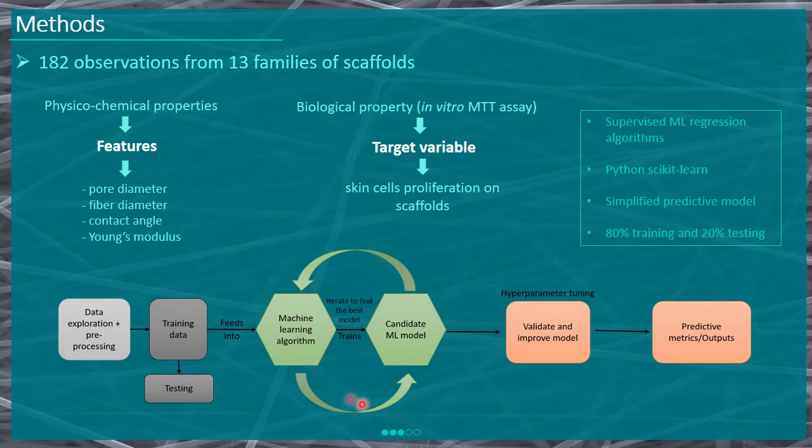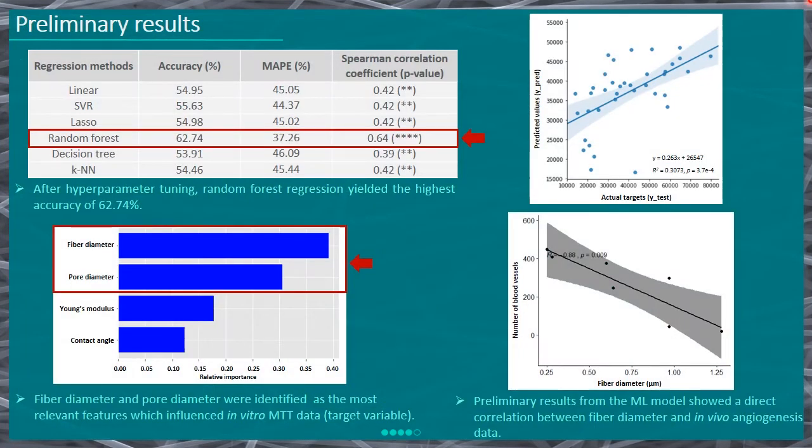We tested 6 algorithms and performed hyperparameter tuning to get the optimal parameter values of each model and the best performance. Let's now have a look at the results. So after hyperparameter tuning, random forest regression was the model with the highest accuracy of 62.7%. The correlation between actual and predicted output data showed a significant decent fit, which means a potential relationship between the predictors and the outcome that can of course be improved with more data.